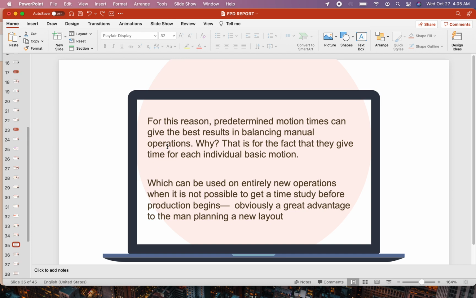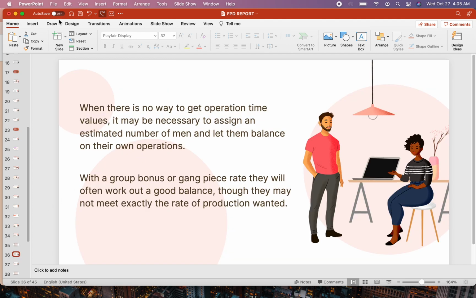For this reason, predetermined motion times can give the best results in balancing manual operations. Why is that? It is because they give time for each individual basic motion, which can be used on entirely new operations when it is not possible to get a time study before production begins. Obviously, this is a great advantage to the man planning a new layout.